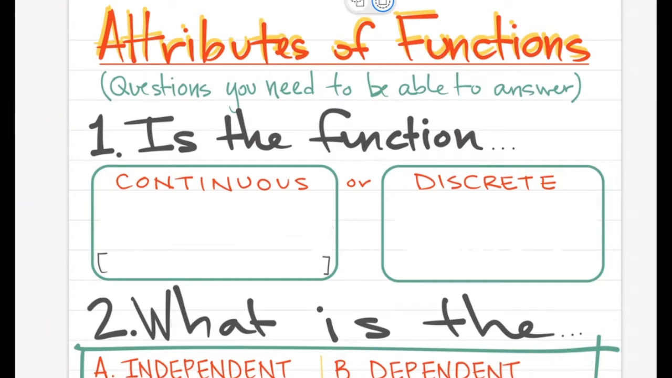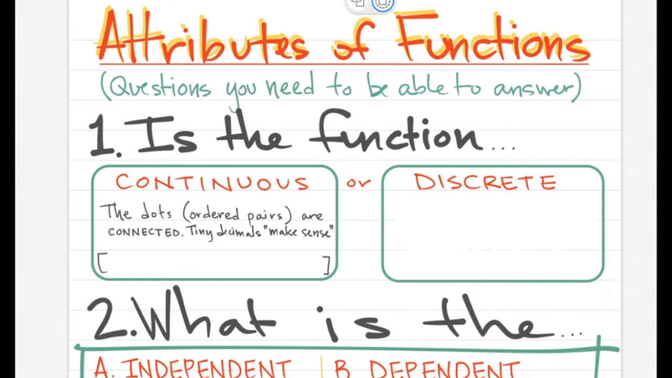So these are the questions you need to eventually be able to answer. The first one is: is the function continuous or discrete? And this is what those words mean. If a function is continuous, the dots or the ordered pairs that make up the function get connected with a line or a curve. So if it's a practical scenario, then little tiny decimal numbers make sense in the context of the scenario.